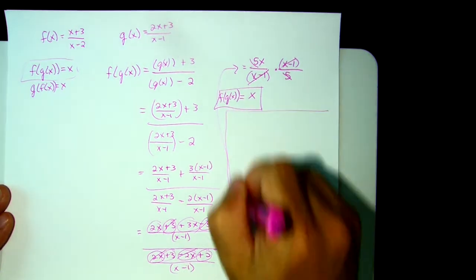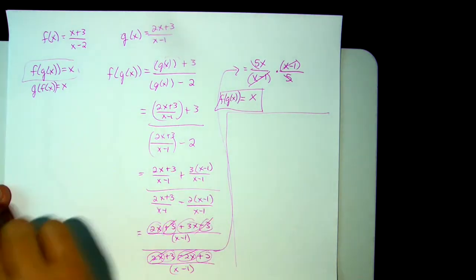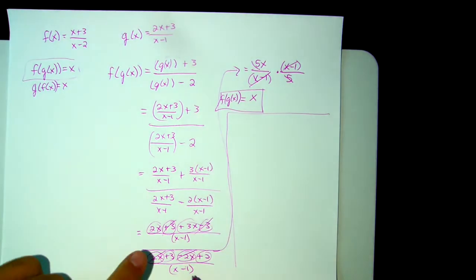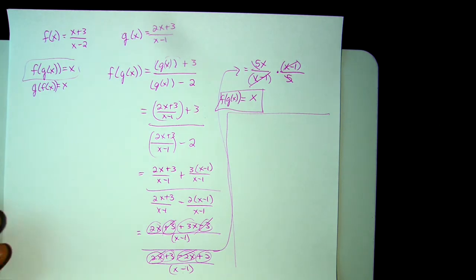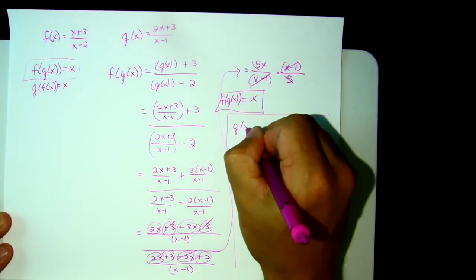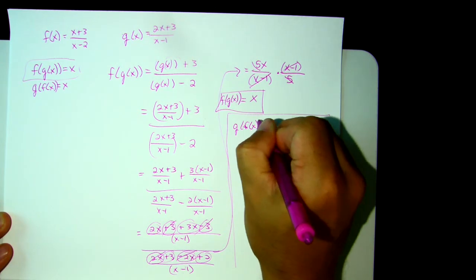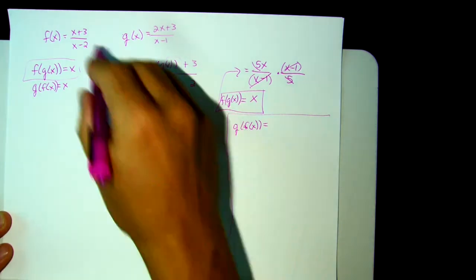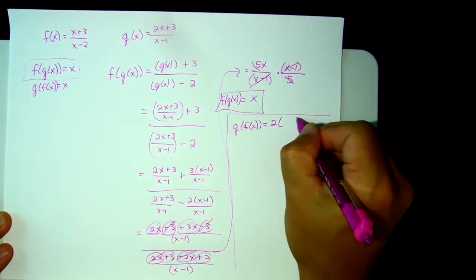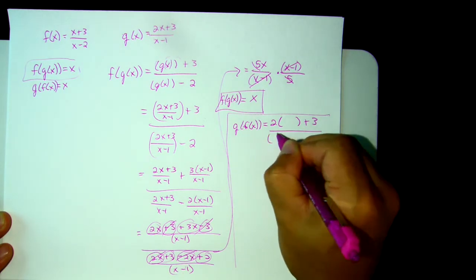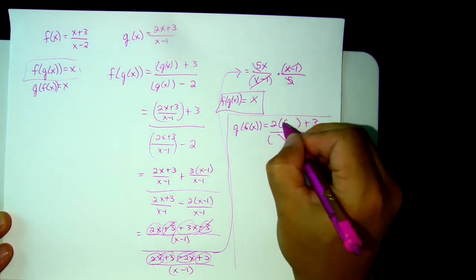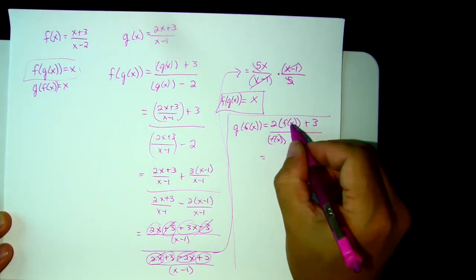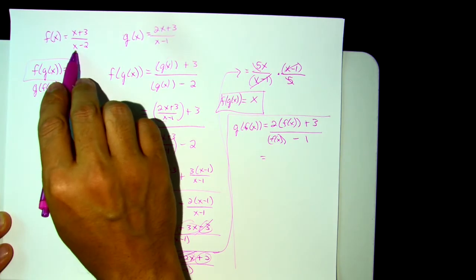Right here, I'm going to have enough room. I'm going to show the other way, that g of f of x equals x. I wrote all the steps out here, and I'm going to show you how you could do some of the steps in your head. So we want to prove that g of f of x equals x. I'm going to write g of x, which is 2 parentheses plus 3 divided by parentheses minus 1. So I'll put f of x in there. Now, f of x is x plus 3 divided by x minus 2.